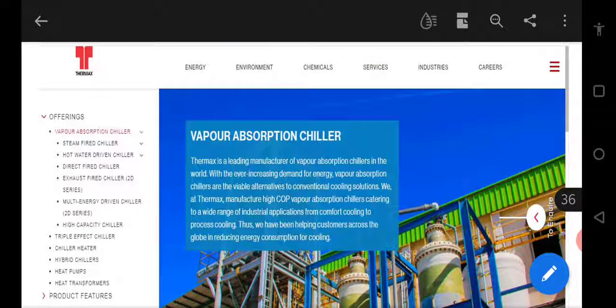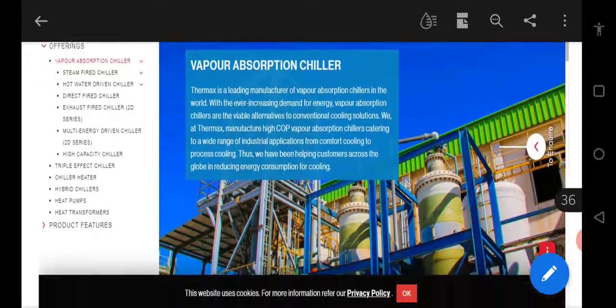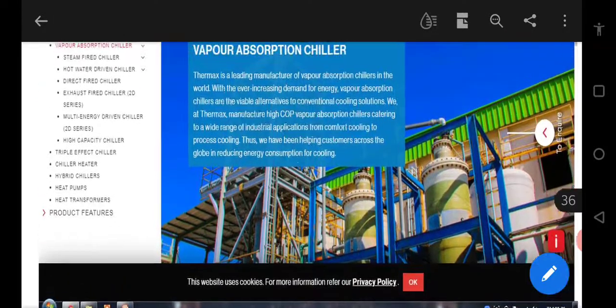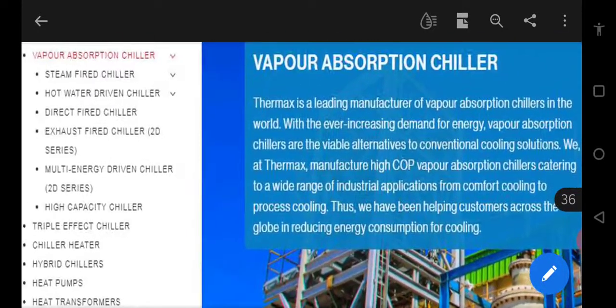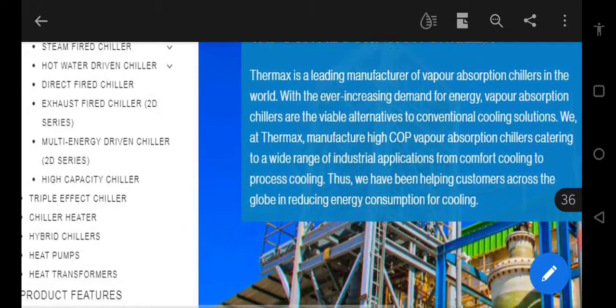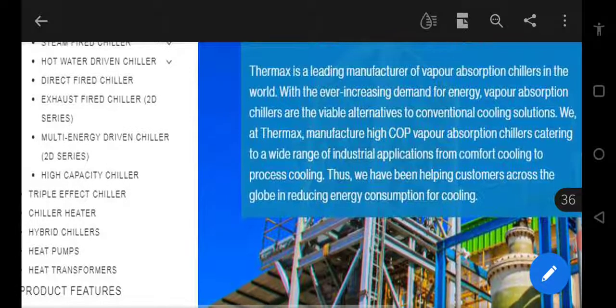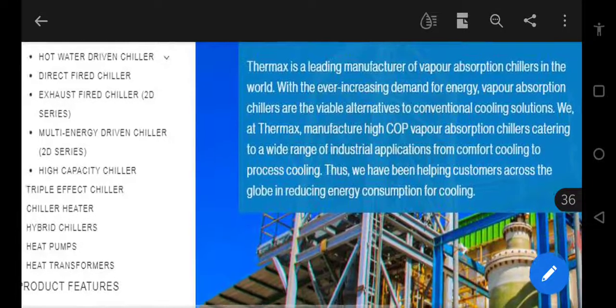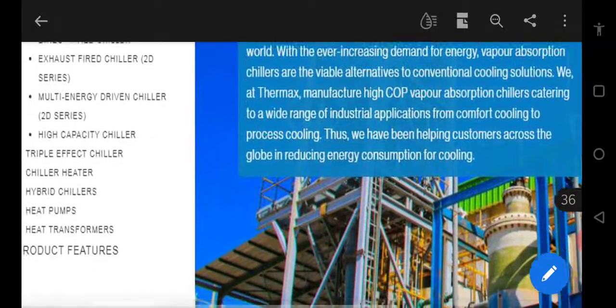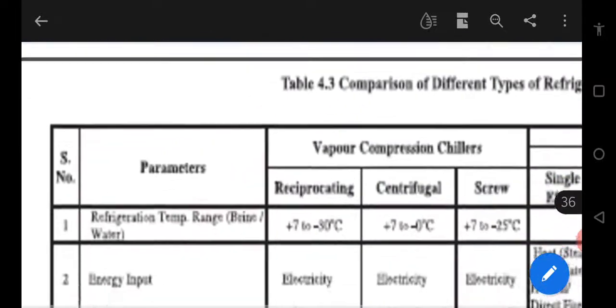So you can see, I think I have got this Thermax absorption chiller figure, and you can see some specification here. These are leading manufacturers of vapor absorption chillers in the world, and this is a Pune based company. It is high absorption, high COP equipment they have come out with. Now it's beyond 1.5.